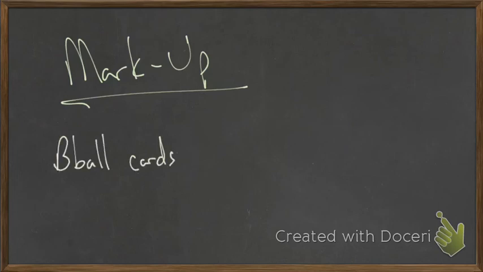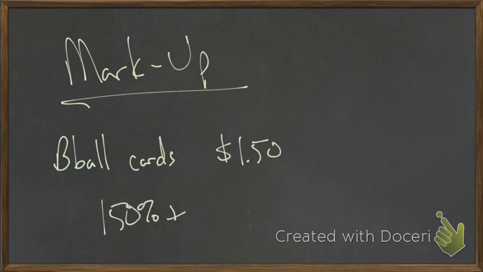And let's say you get a shipment in, and one pack costs you $1.50. Packs cost so much? Well, I'm just making up numbers here. But if you're a business, you want to increase that by 150%. So a 150% increase is what you're going to apply.